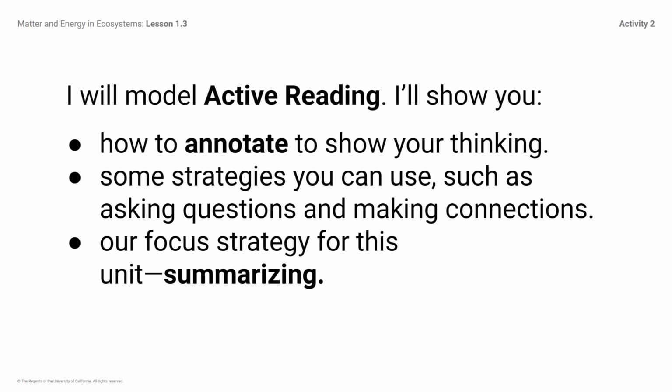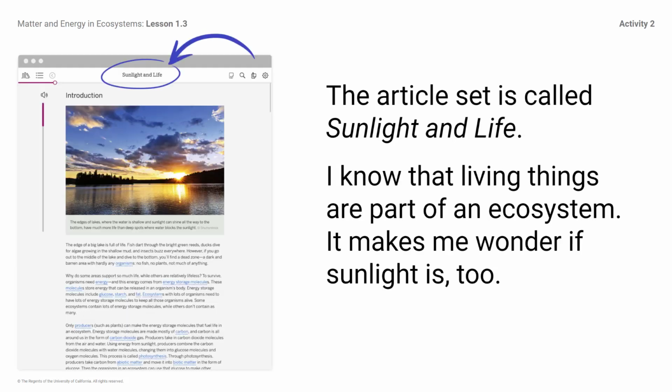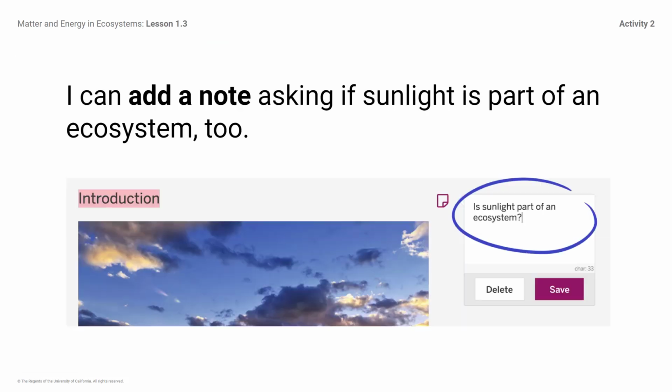I will model active reading. I'll show you how to annotate to show your thinking, some strategies you can use, such as asking questions and making connections. Our focus strategy for this unit: summarizing. The article set is called Sunlight and Life. I know that living things are part of an ecosystem. It makes me wonder if sunlight is too. I can add a note asking, "Is sunlight part of an ecosystem?"